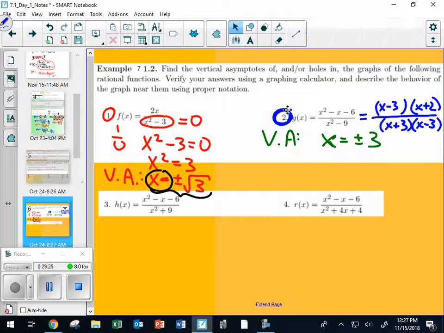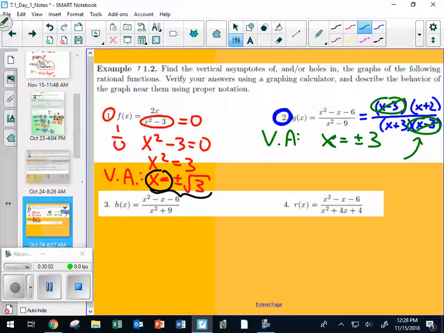But if we look at this fraction that we now have, I see some repeated terms. So don't we have an x minus 3 on the top and on the bottom? So if we have one on the top and the bottom, can't we just cancel those out like we did before at the beginning? So once we have that, what we're left with is just x plus 2 over x plus 3. So this that we just canceled out, that is your hole.